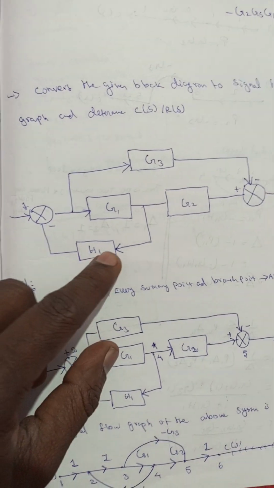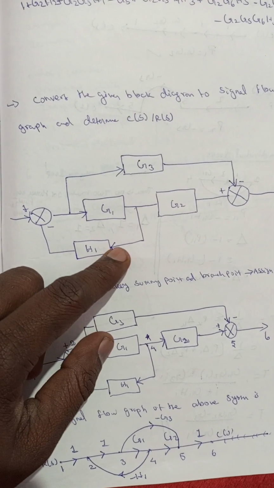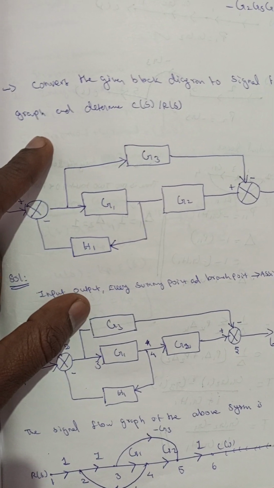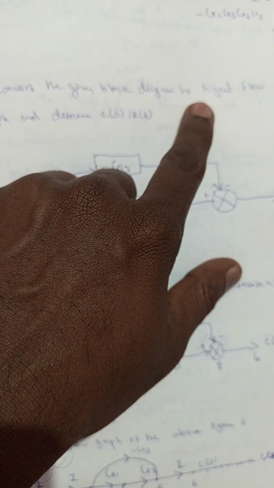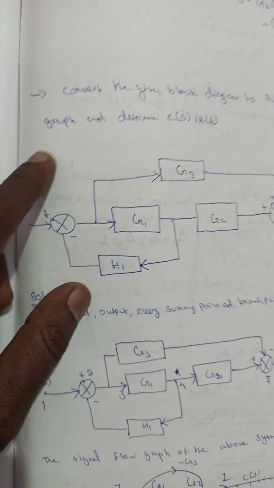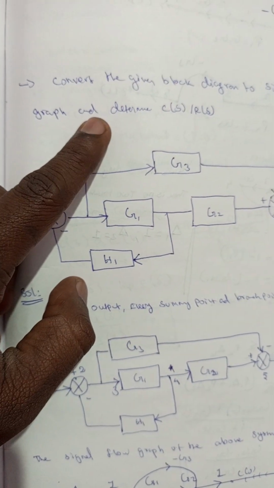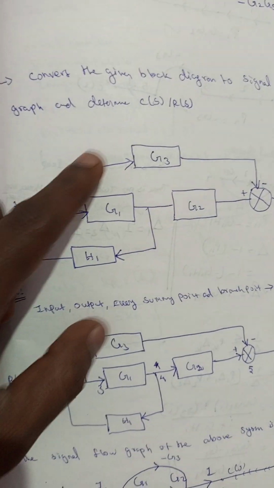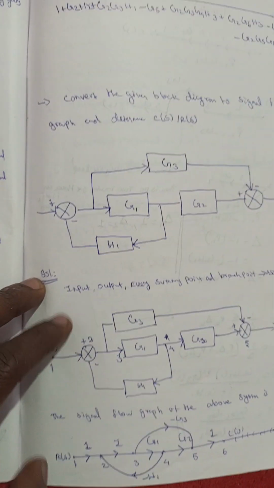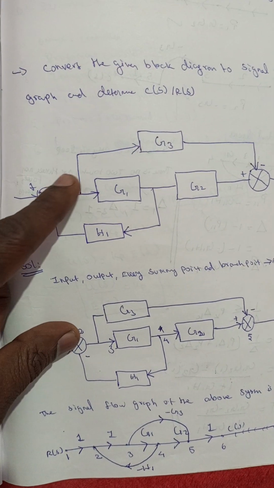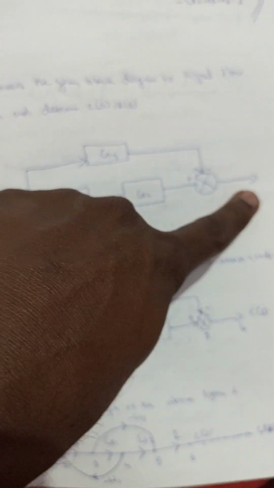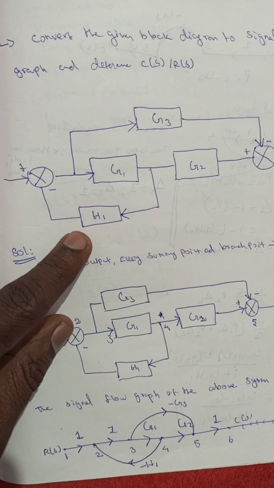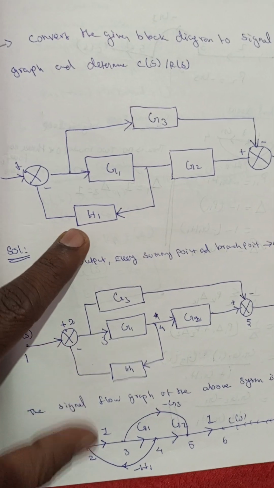Here they given a block diagram. We have to convert this into a signal flow graph. Convert the given block diagram to a signal flow graph and determine C(s)/R(s). That is the transfer function. So this is the given block. It has a summation, G1, G2, G3, summation 2, the output, and one negative feedback.